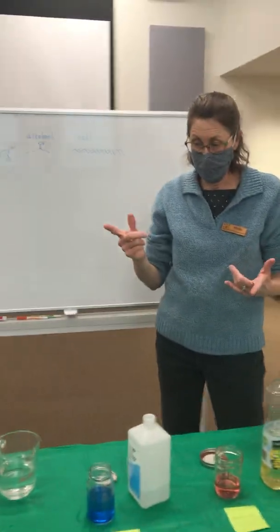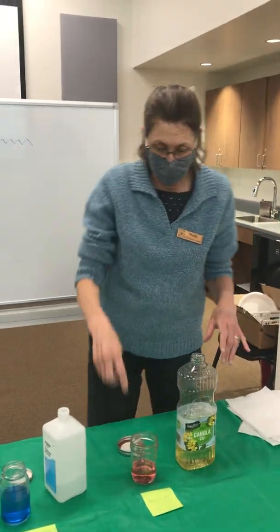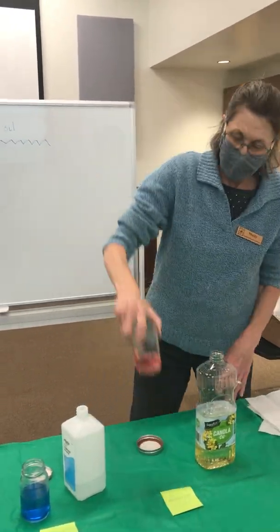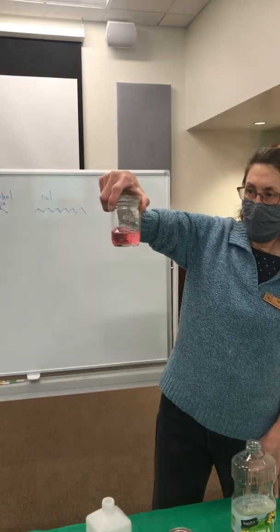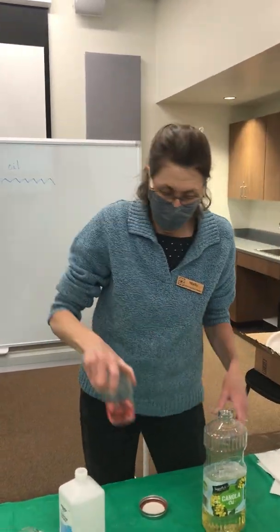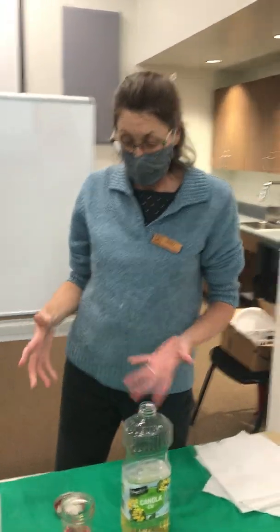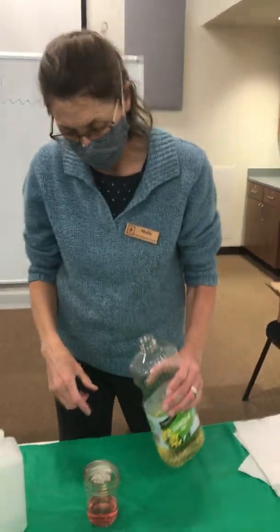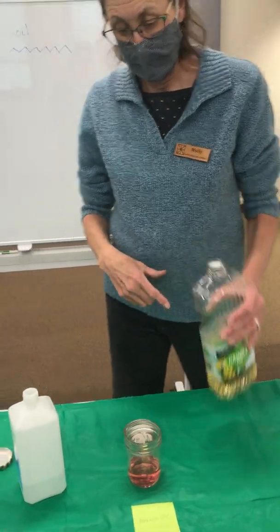And then the third pair we need to do is alcohol and oil. And for this one, I put some alcohol in the bottom, and I put a little bit of red food coloring in it, turned pink. So the food coloring does dissolve in the alcohol. And now we're going to put some oil in.